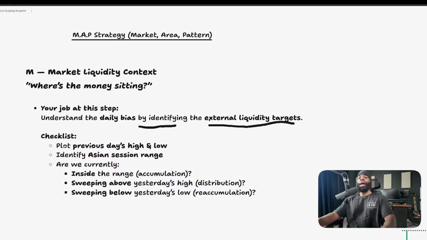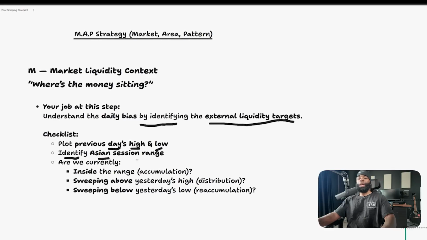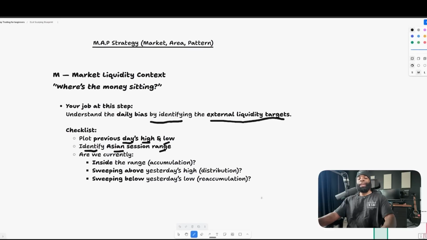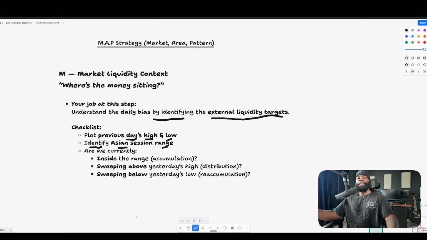1, you have to plot the previous day's highs and the previous day's lows. And then 2, identify the Asian session range. The reason why we always look at the Asian session is that typically for commodities and also indices, it just does what we call consolidation. And this is kind of a cheat code for you to know what will happen during London opening or even during New York session. This can be a big game changer for you as a scalper, to get in a lot of these trades sooner.